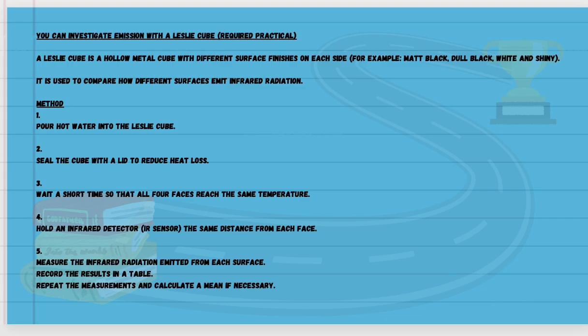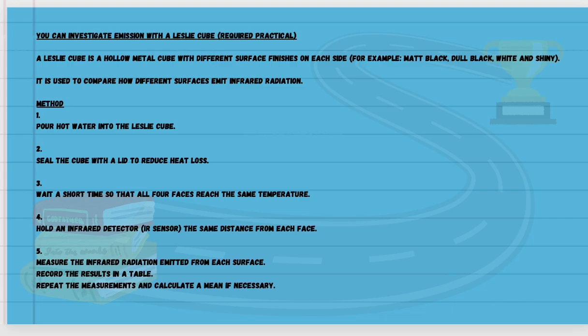You can investigate emission with a Leslie cube. A Leslie cube is a hollow metal cube with different surface finishes on each side. For example, matte black, dull black, white, and shiny. It is used to compare how different surfaces emit infrared radiation.